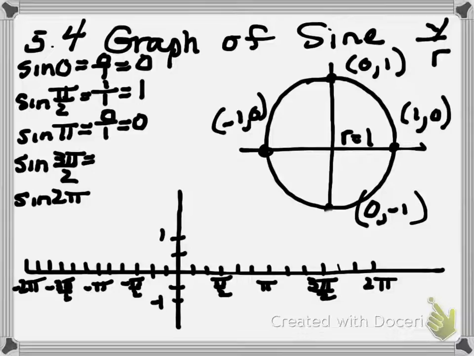For 3 pi over 2, the y value is -1, the radius is 1, to give you -1. And 2 pi and 0 are the same. 0 over 1 is 0. Now those are the basic points that you're going to use. So we're going to start at 0.